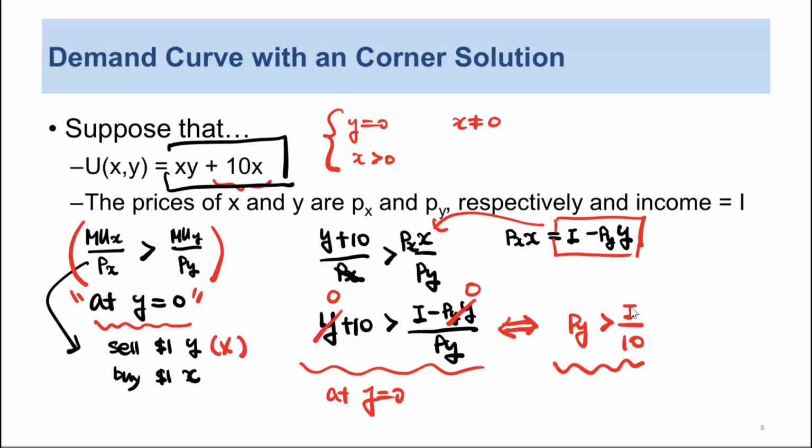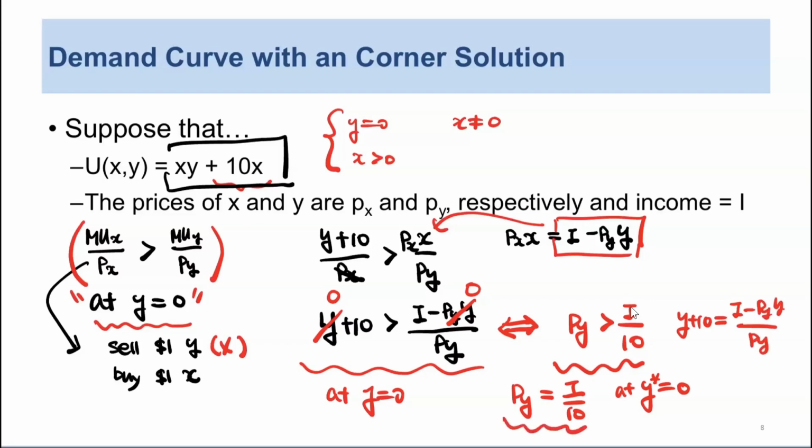And what's going to happen if py equals I divided by 10, then you know that at y star equal to 0, these two equations are going to be equalized. In other words, y plus 10 is now equal to I minus py y divided by py. This is going to be equalized when py equals I divided by 10 and y equals 10.